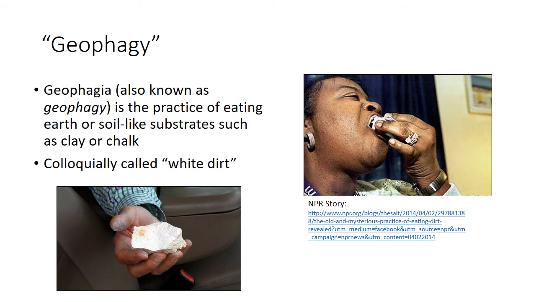We can also eat it. So geophagy is a term that's used to describe the practice of eating earth or soil-like substances or substrates, such as clay or chalk. And this is colloquially called white dirt. And usually what is eaten, at least as you see with this chunk right here, is very high in kaolinite. And you might think this sounds disgusting, but I bet each of you has actually practiced geophagy in your lifetime.